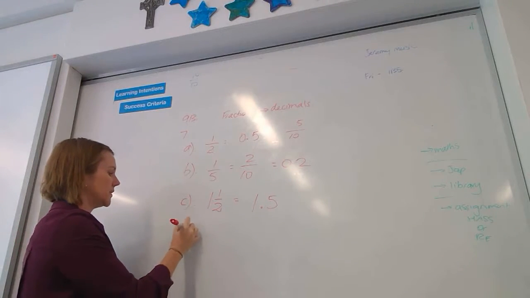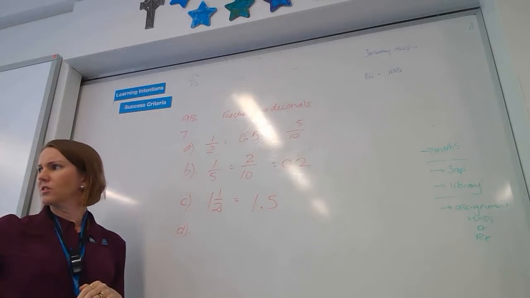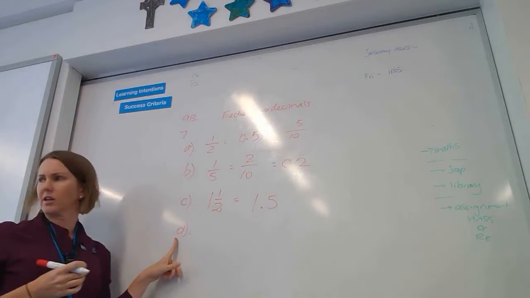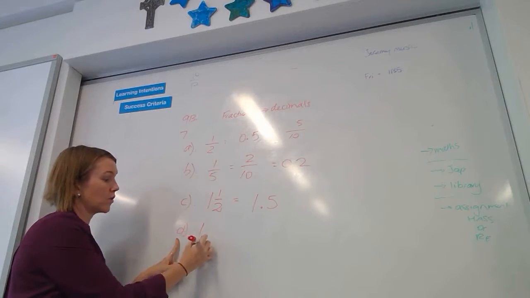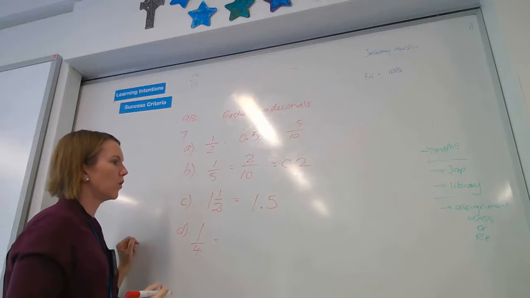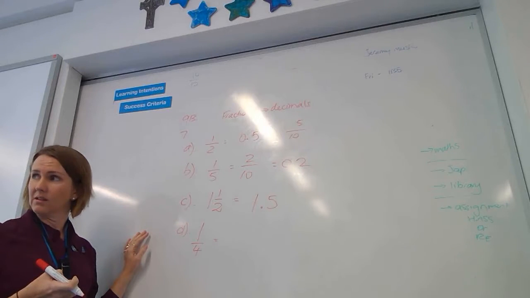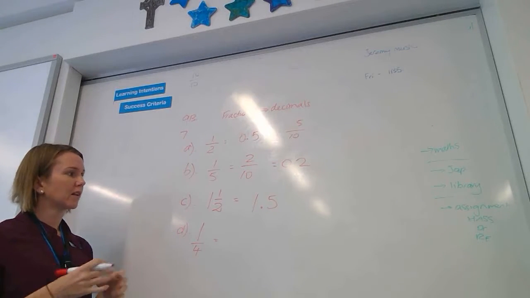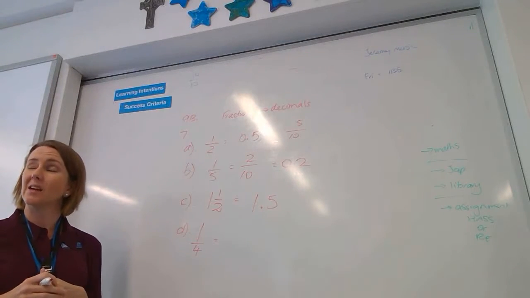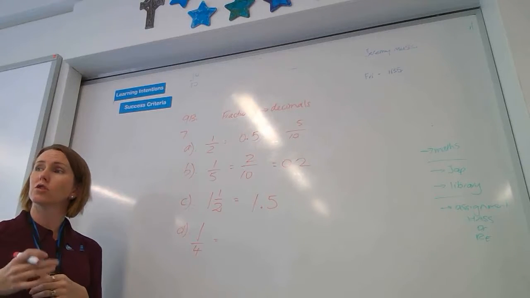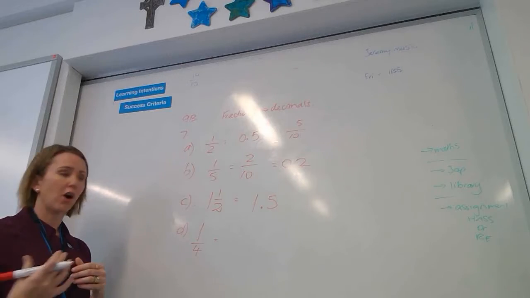Excellent. Okay. D is what fraction there? 1/4. Great. So 1/4 is not out of 10, and it is a bit tricky to get it out of 10, isn't it? If we think about what 1/4 is, it's 1 out of 4 parts. If we were to divide 10 into 4 parts, we would get 2.5. So it is 0.25.